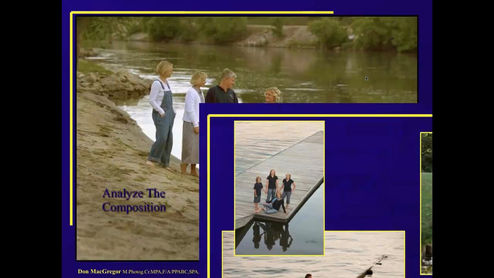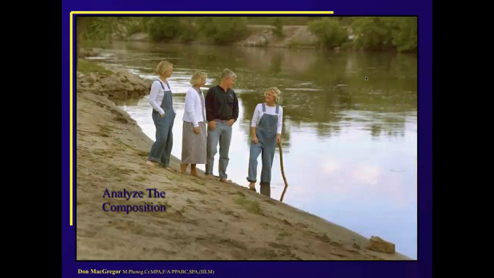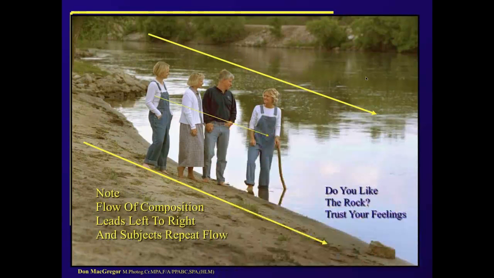Look at this image in terms of leading lines. There's a sense of flow to this image from upper left to lower right. The family's repeating that design of flow from left to right. Analyze this composition, though, and think about that rock. What is the contribution of the rock, or is that rock a problem?